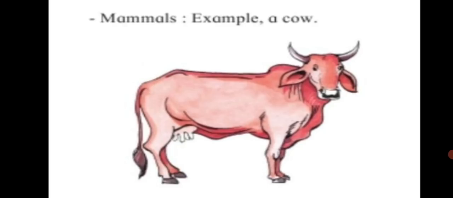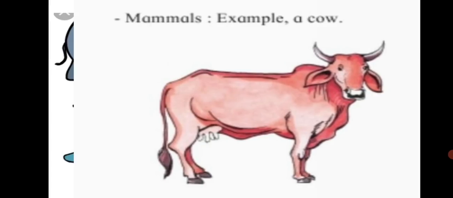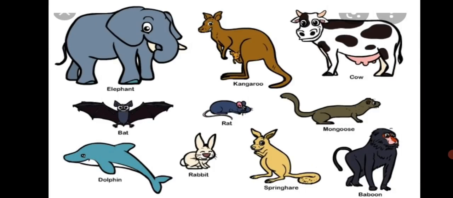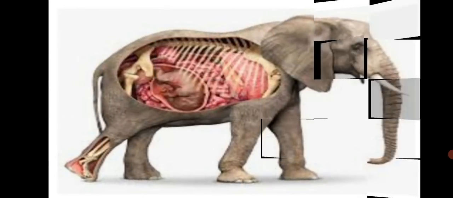Example, a cow. Okay. So these are 5 types of vertebrates that you have learned in this chapter, which are aquatic animals, amphibians, birds, reptiles and mammals. Now let's learn more about mammals. Mammals are the most evolved animals among vertebrates. The following are the characteristics of most of the mammals.